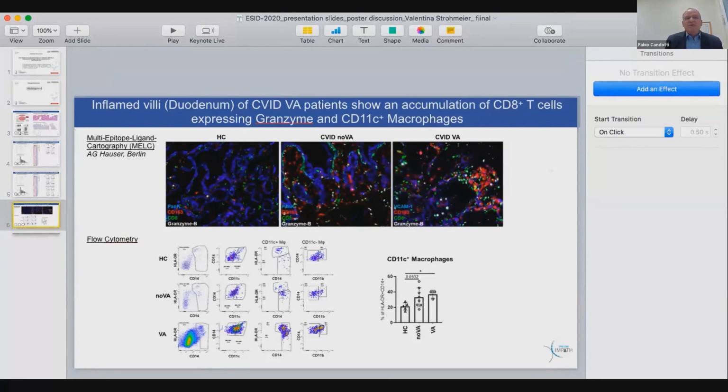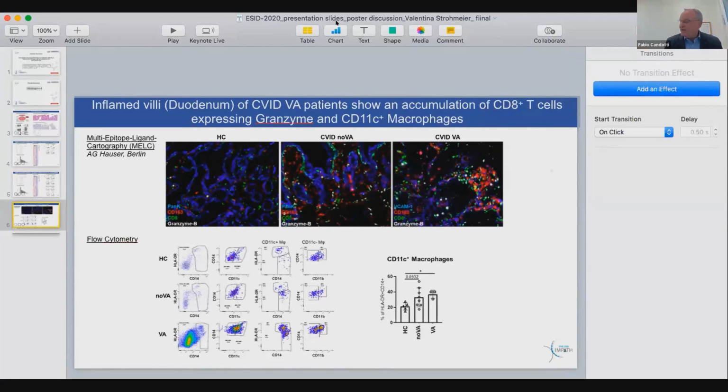Would JAK inhibitors have a role in this pathology? I did not analyze patients on JAK inhibitors, but due to the high interferon signature, it might make sense, yes.